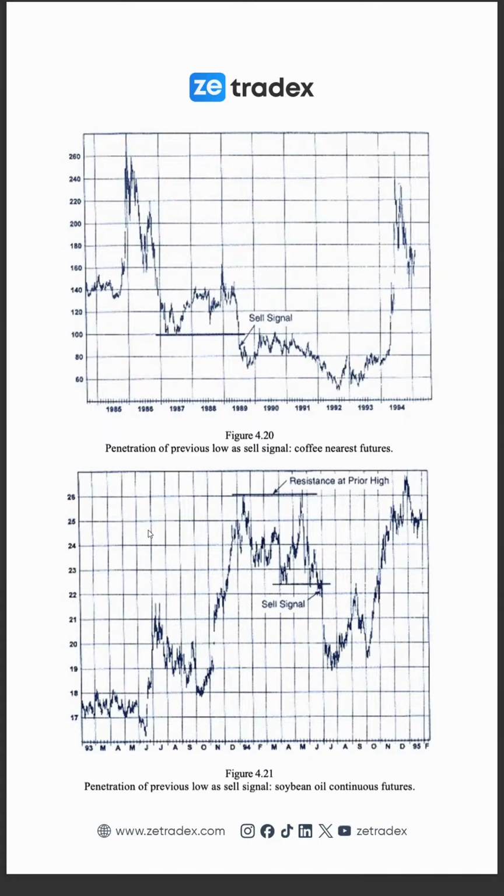So we have penetration of previous low as sell signal for coffee nearest futures, and penetration of previous low as sell signal for soybean oil continuous futures. Taking a look at this, we have resistance at prior high, then down, sell signal, goes down, pushes back up, and then hits a very important resistance zone at the top, and then had a little retracement before we understood where the market was actually heading.